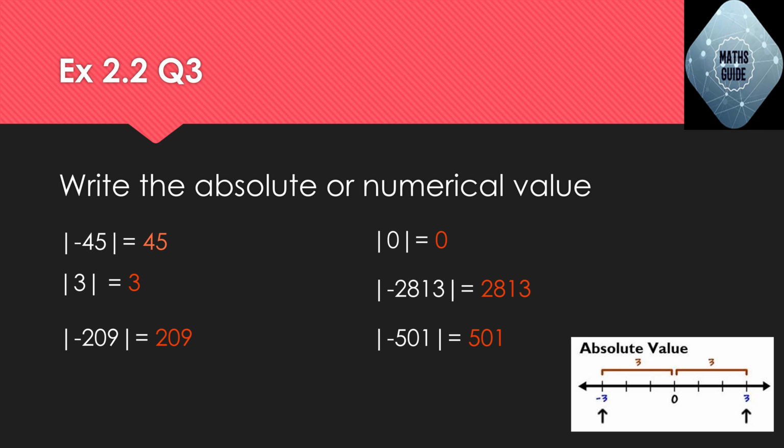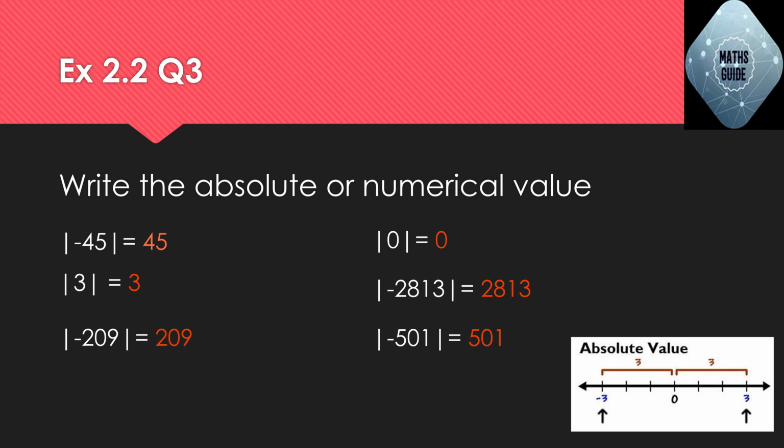Now let's learn how to write the absolute or numerical value of different numbers. This is exercise 2.2 question number 3. The first number is negative 45. First of all, we will put two vertical lines on each side of the number, and then we will remove this negative sign and write the number with a positive sign. If you don't write any sign, it is obvious that the number is positive.